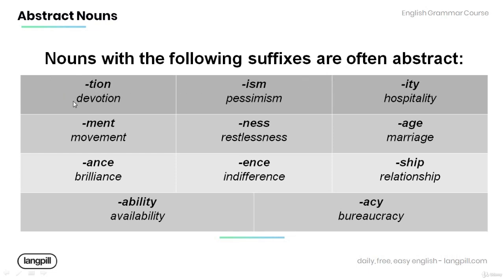-tion, as in devotion; -ism, as in pessimism; -ity, as in hospitality; -ment, as in movement; -ness, as in restlessness; -age, as in marriage; -ance, as in brilliance; -ence, as in indifference; -ship, for example, relationship; -ability, such as availability; -acy, as in bureaucracy.